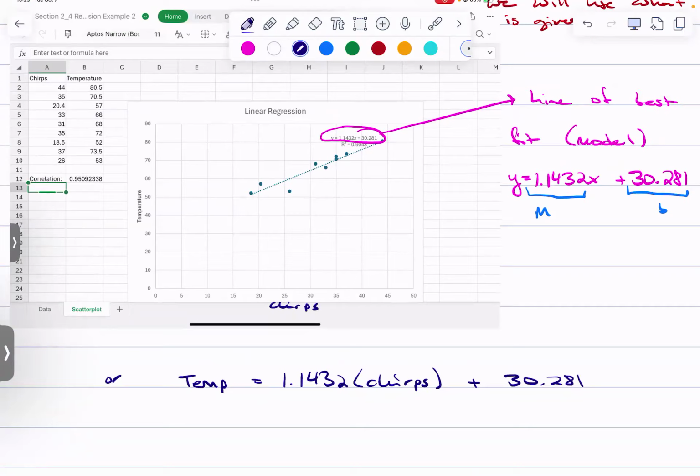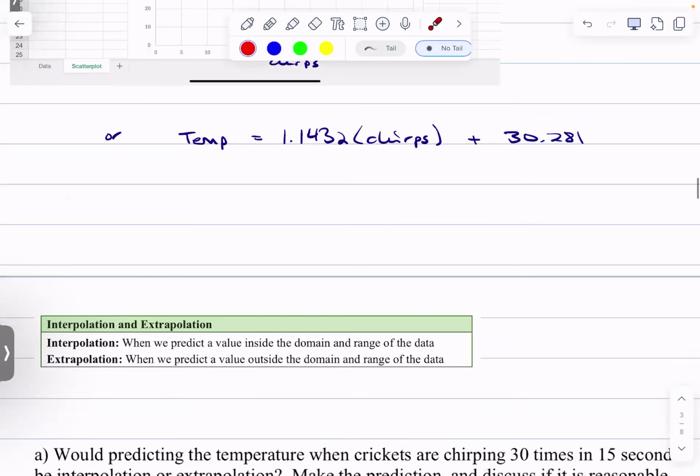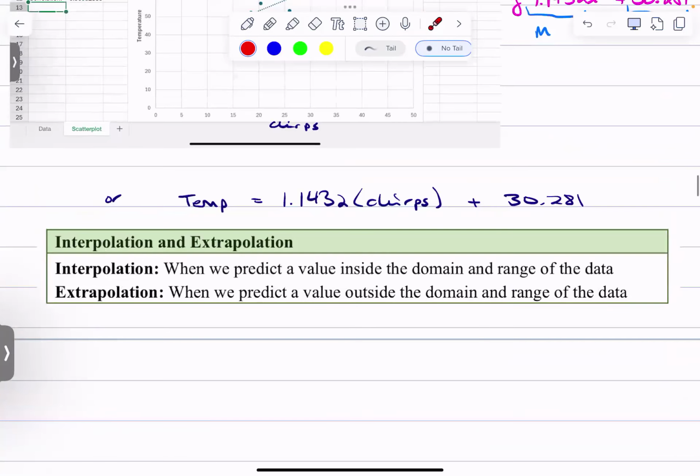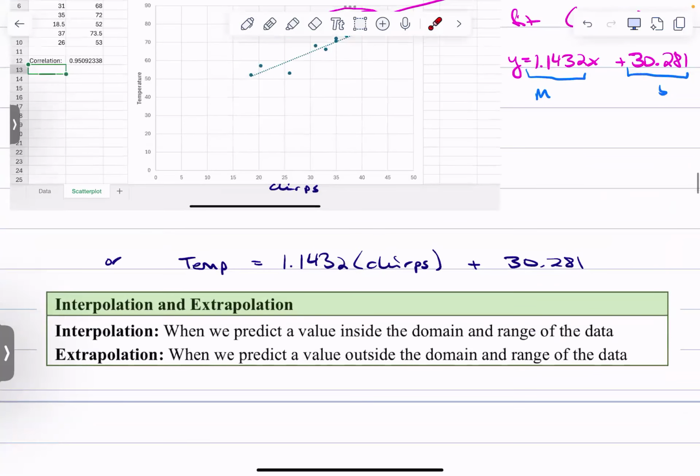So we use models to predict stuff, X and Y. Backwards, forwards. Usually we use it to try to predict Y, but in our case, we're going to be able to move back and forth. So some caution is required because we could be interpolating or extrapolating.